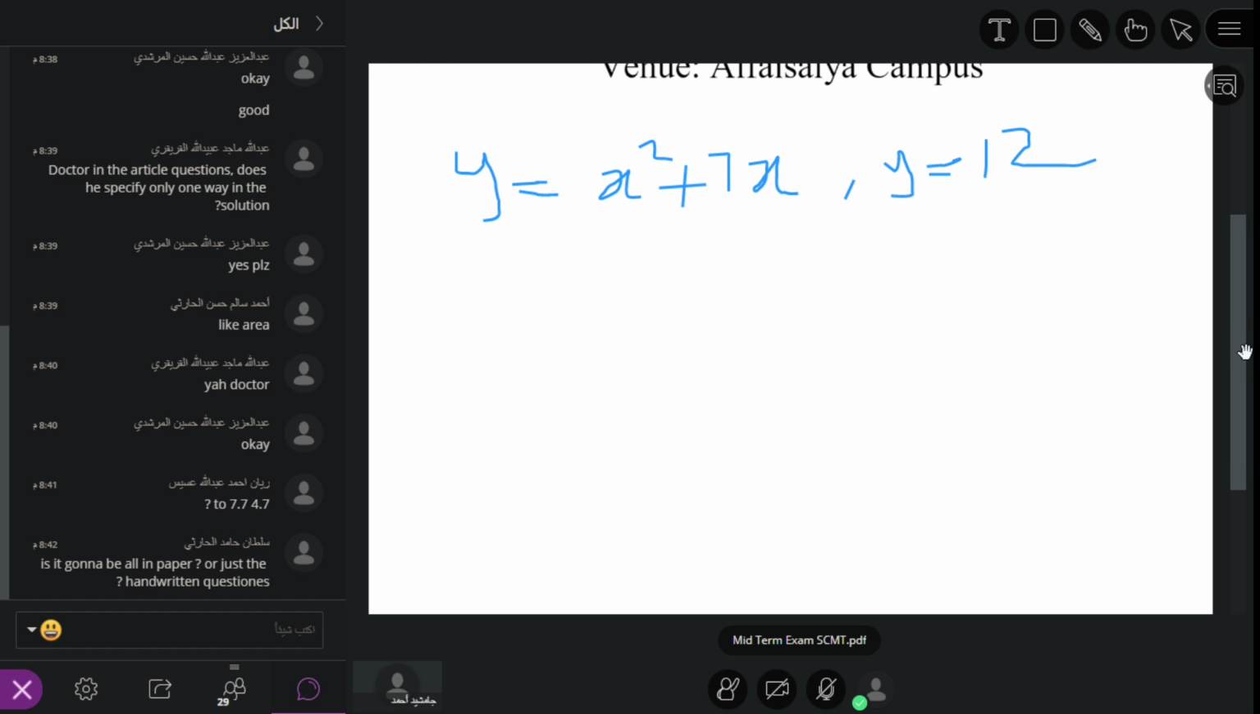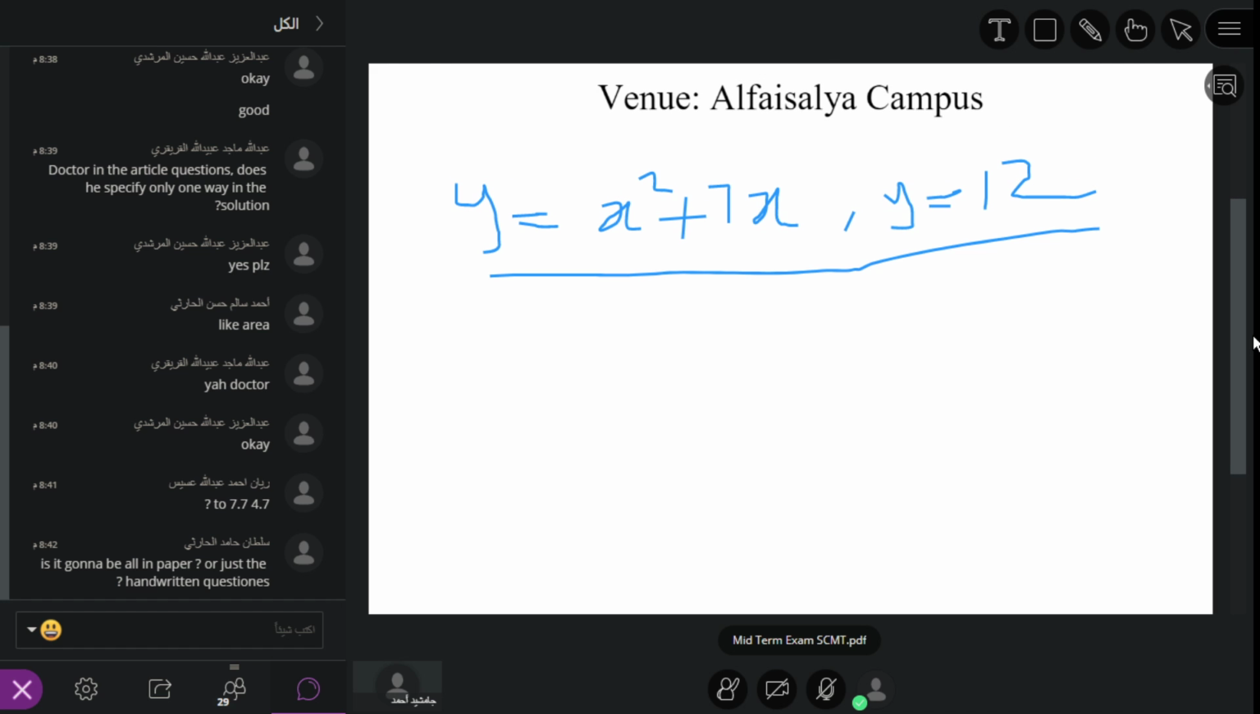Suppose we have these two curves, student. y is equal to x square plus 7x, and y is equal to 12. First you will compare, you will equate. You will write here x square plus 7x minus 12 is equal to 0, because you will put equal, then you shift minus 12 to the other side.